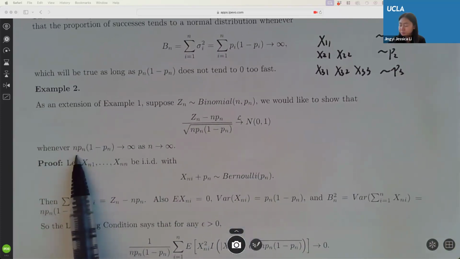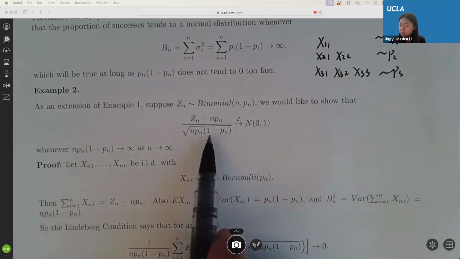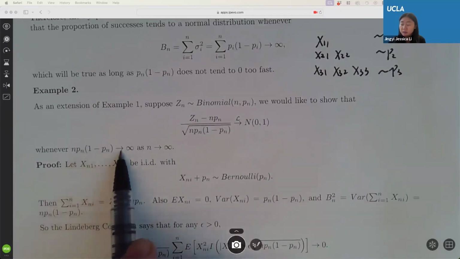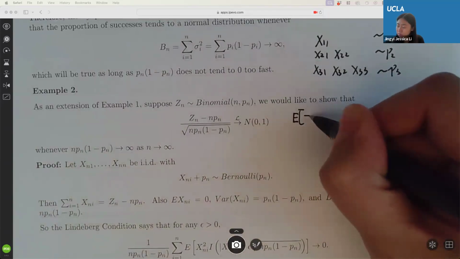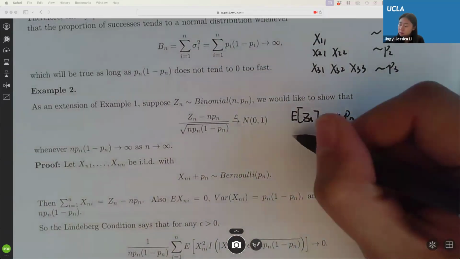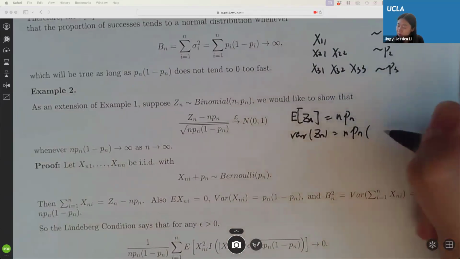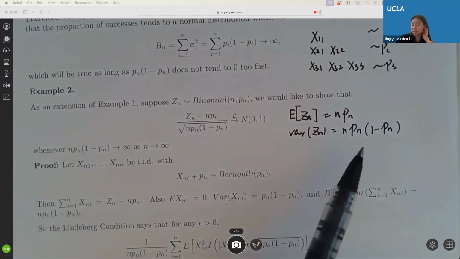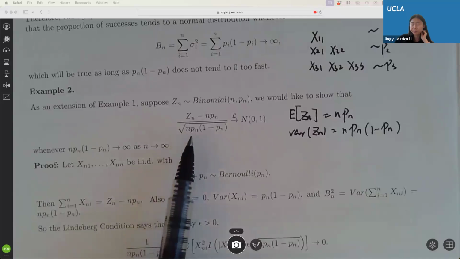So again, we can show that in this case, n pn (1 minus pn) is the variance of Zn. So let's say the expectation of Zn is just n times pn based on the binomial. The variance of Zn is n times pn times 1 minus pn. Okay, so as long as the variance is going to infinity, then we have this result.